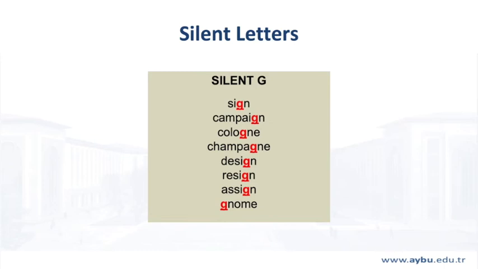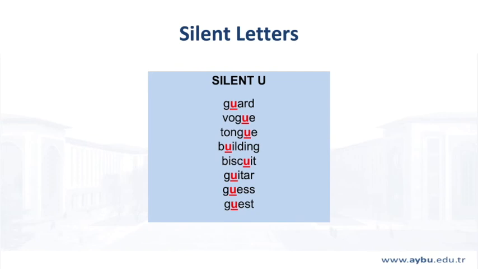Our next silent letter is U. And the way we need to pronounce these words should be guard, vogue, tongue, building, biscuit, guitar, guess, guest. When you look at these examples, we see some patterns. For example, U gets silent with E at the same time in examples like vogue, tongue. Or U is not pronounced before E sound, as in examples building, biscuit, and guitar.